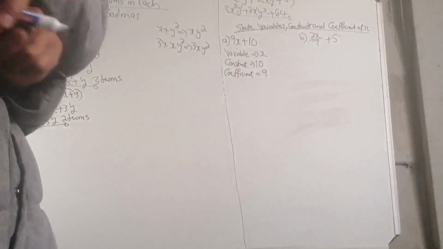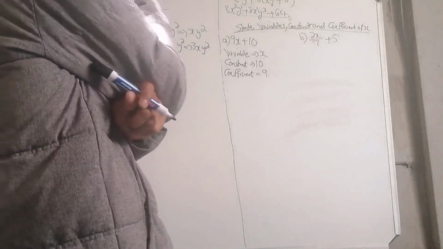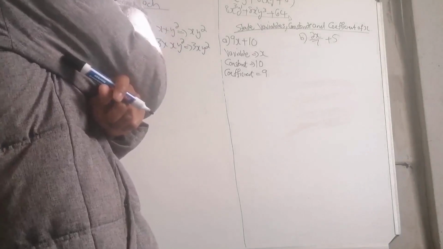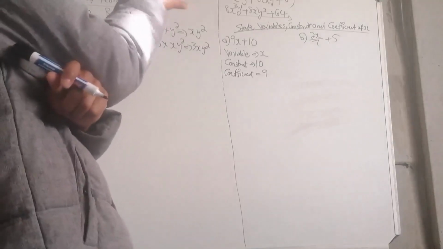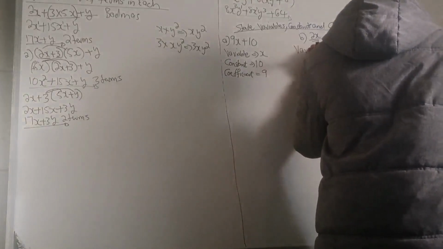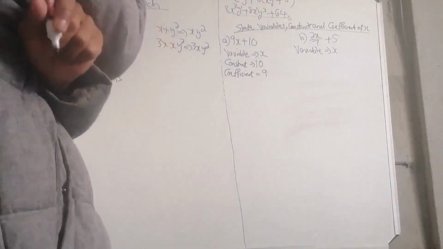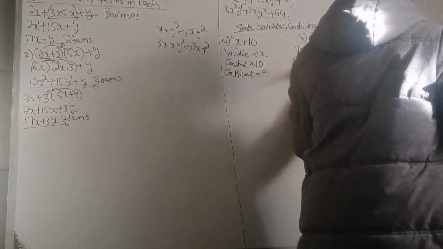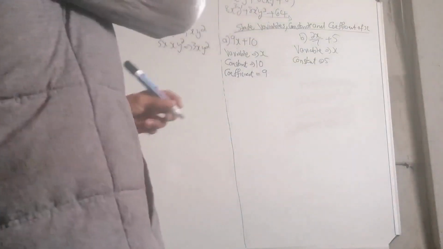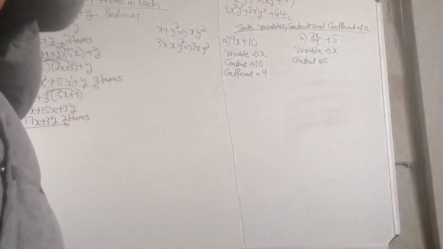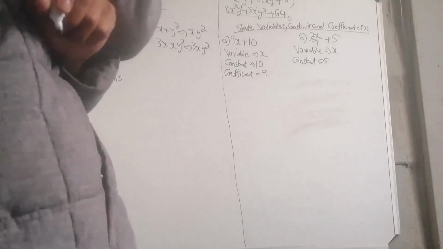The variable. Alright? Remember, the variable we always refer to the alphabet that is provided in that expression. So that will be x, always and always. So the variable will be x. What is the constant number? 5. Also, you must be very, very careful. What is the coefficient of x? You must be very, very careful.